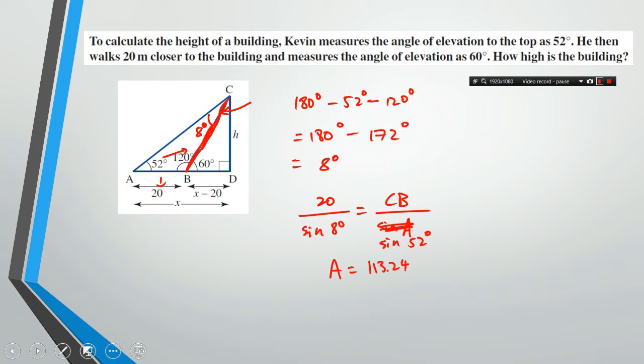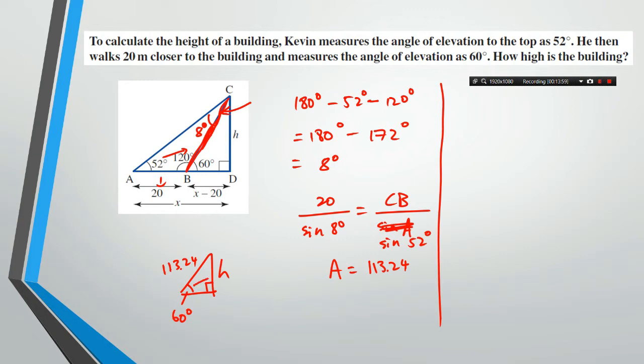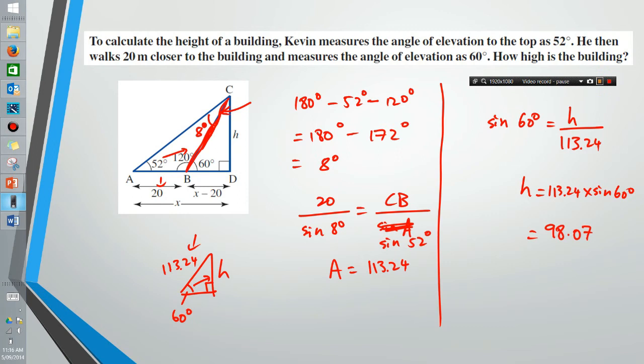Last thing we need to do, we know that that's 113.24. This is a right angle triangle, and this is 60 degrees. That means we can actually use one of the rules that we already know from SOH CAH TOA to actually find this. So this one's opposite the angle, that's the hypotenuse. So we then have sine of 60 degrees, giving us h over 113.24. Once we rearrange it, we should get 113.24 times sine of 60 degrees, which when we put it into the calculator, we should get 98.07.